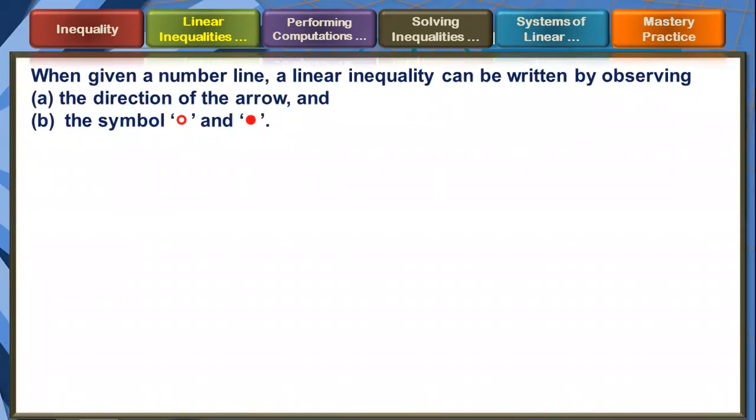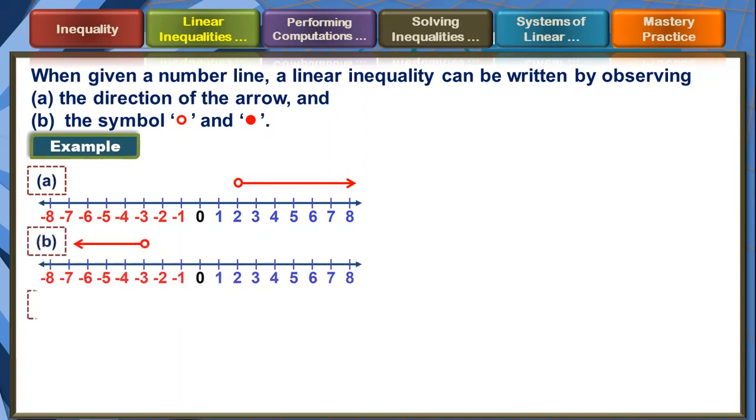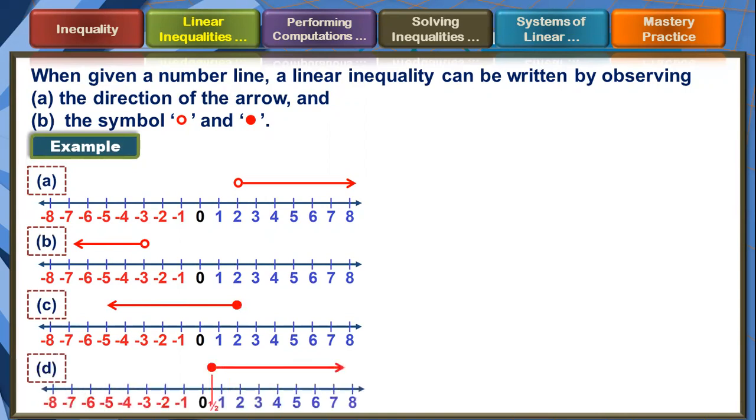So let's learn more about it. Now, how about if you were given graphs? How do you construct the linear inequality for it? So for this one, we have A, B, C, D. We have to be mindful of these two things: the direction of the arrow, and the symbol, whether it has a hole or doesn't have one. So how do we write the inequality for that?